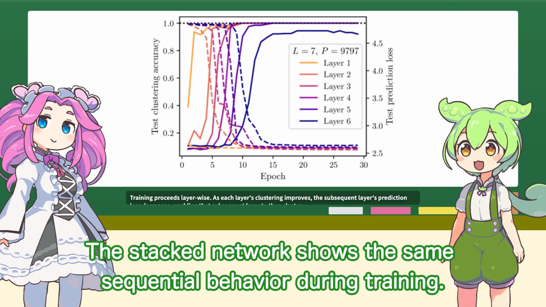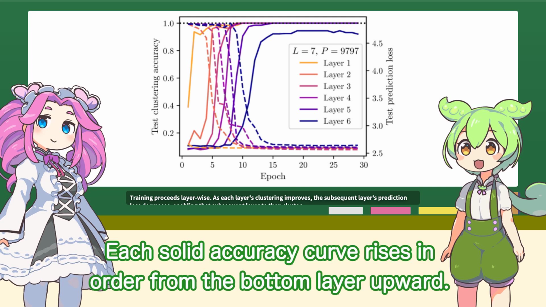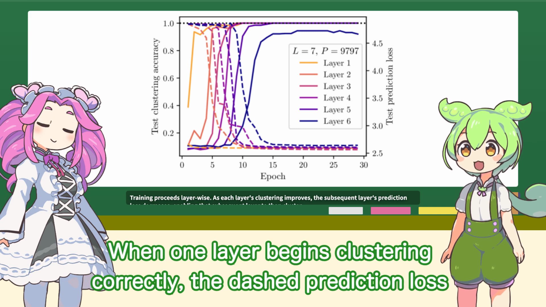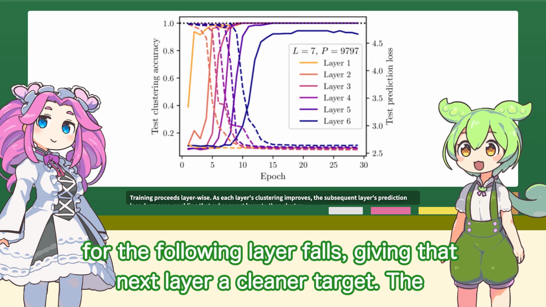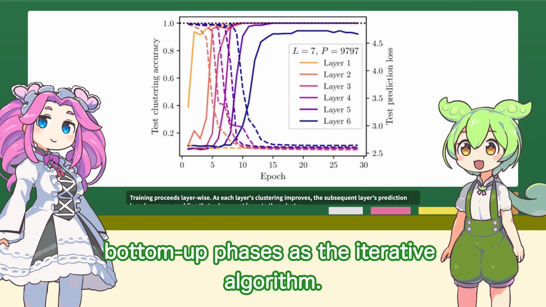The stacked network shows the same sequential behavior during training. How does this block connect prediction to clustering? Each solid accuracy curve rises in order from the bottom layer upward. When one layer begins clustering correctly, the dashed prediction loss for the following layer falls, giving that next layer a cleaner target. The network is trained end-to-end, yet learning organizes itself into the same bottom-up phases as the iterative algorithm.